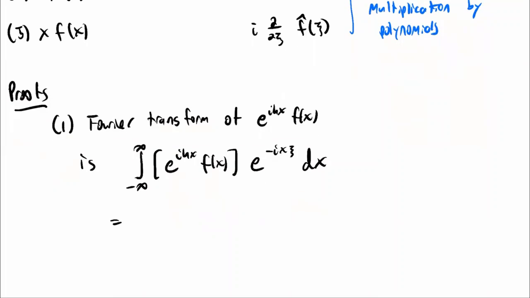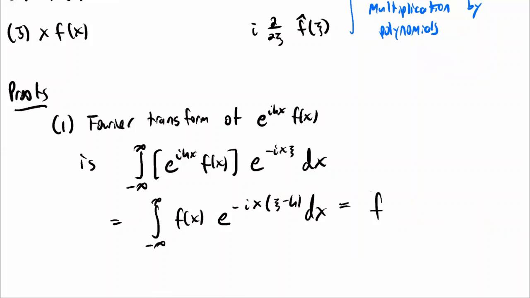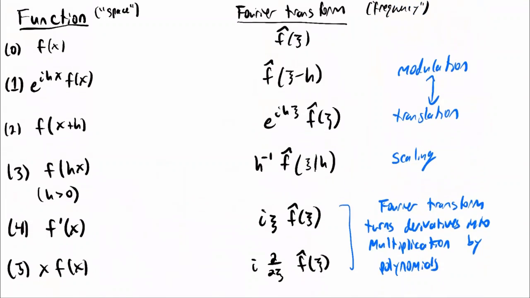Let me just simplify this. Now this is the integral from minus infinity to infinity. I have f of x, but I can combine these complex exponentials. So I end up with e to the minus i, well, the x variable is common, and then I have xi minus h, dx. But by definition, this is just the Fourier transform of f evaluated at a different point. Xi is just shifted by h. So this is just the Fourier transform of f at xi minus h. And that's exactly what we claimed up here.